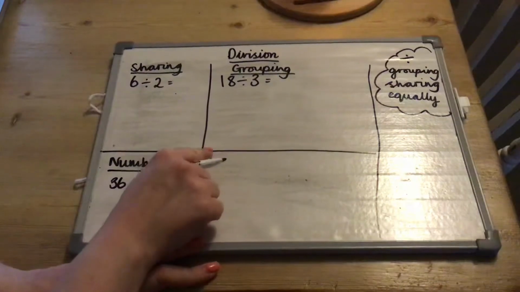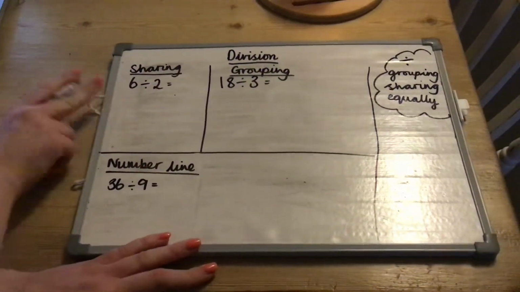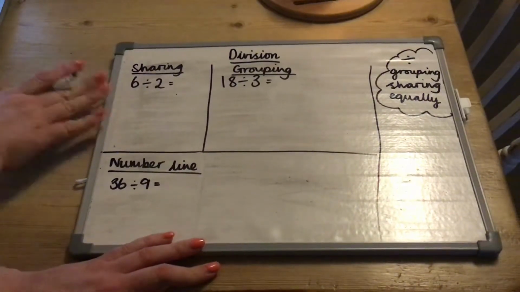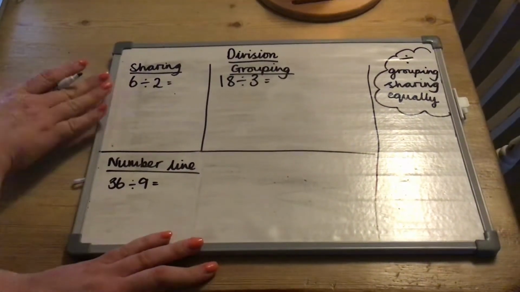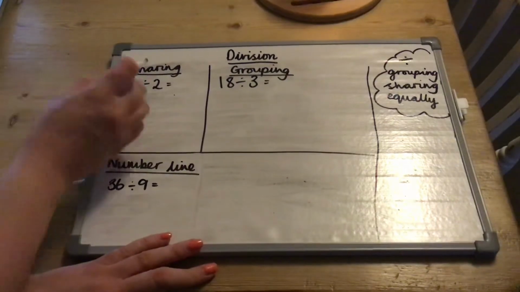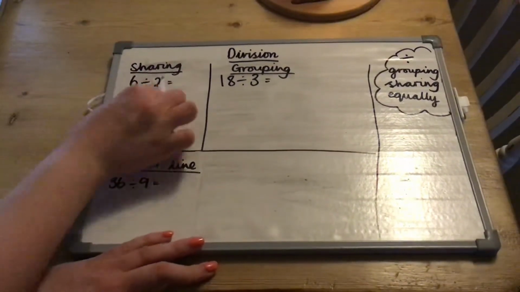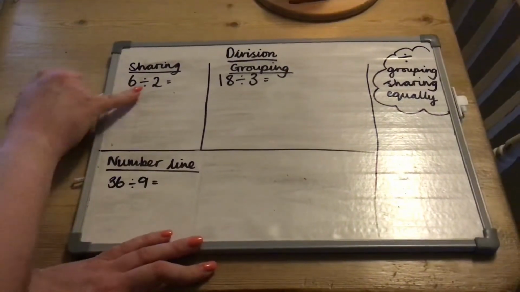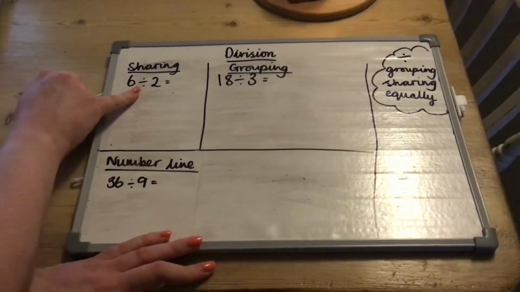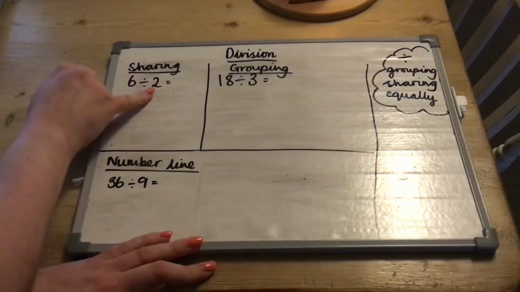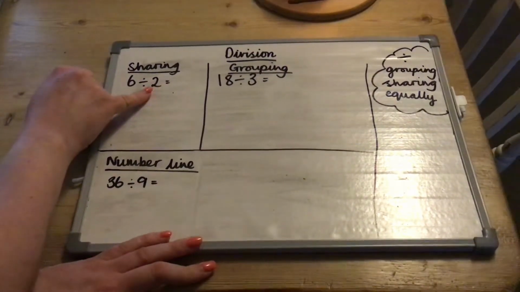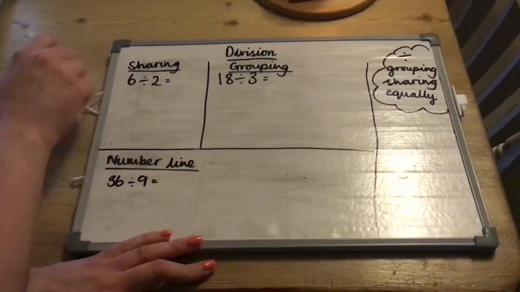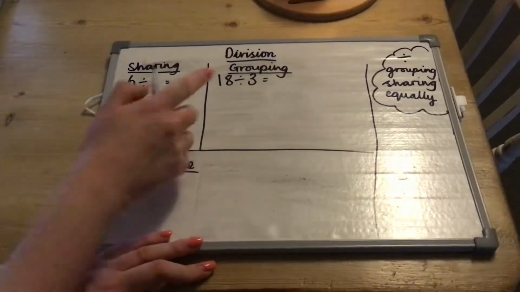So, we're first of all going to have a look at sharing, and I've started with the number sentence 6 divided by 2. This is on your work for today, so that's one question done. Really, the story that this number sentence tells is that we've got 6 objects, and we want to share them or divide them between 2 groups or 2 people, whichever way you want to think about it. And your answer will be what each of those groups have between them.